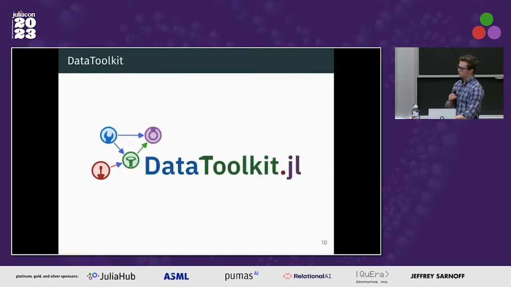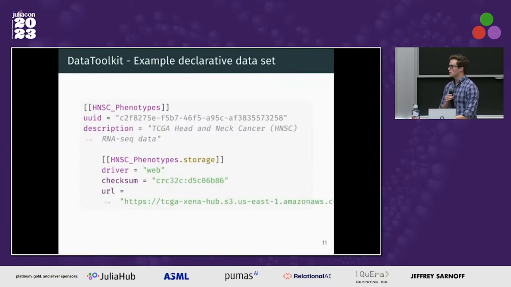And then we can talk about DataToolkit for a moment as well. This is a big issue that I find in a lot of computational biology, is where did the data go and where did it come from? So this is a recent analysis that I did on some TCGA head and neck squamous cell RNA-seq data. This is just publicly available data on XenaHub that you can pull down.